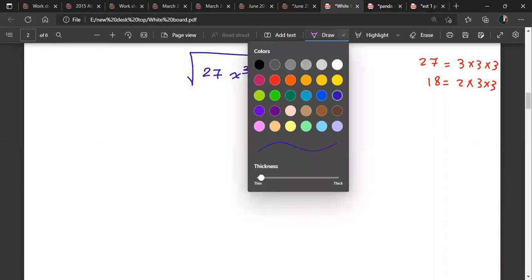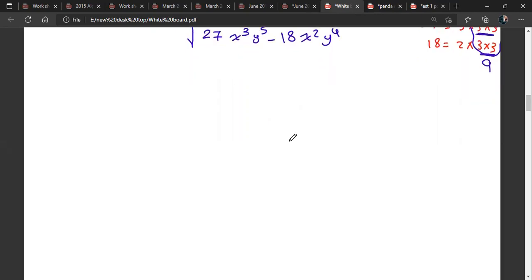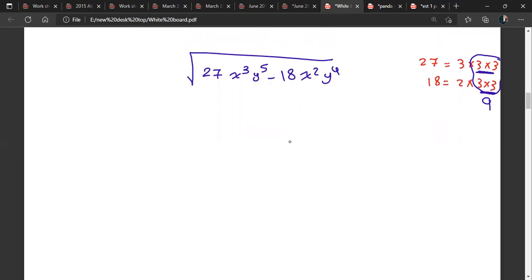Now, the common factor between 27 and 18 is what? It's 3 and 3, so the common is 9. Is this clear? The common here is 9, yes. Okay, this is the first part. The second part: we have x cubed, which will be x times x times x. X squared equals x times x. What's the common here?